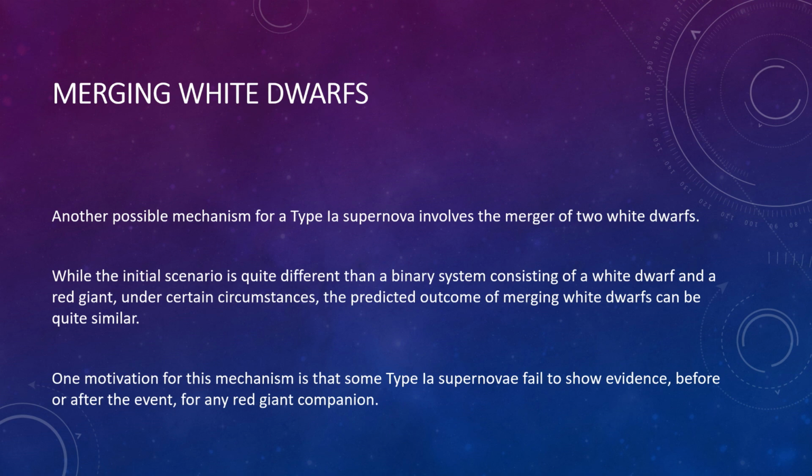One motivation for this mechanism is that some Type 1a supernova fail to show evidence before or after the event for any large red giant companion. So this could be another way, or the way, that Type 1a supernovas occur. In fact, this is one of the leading discussions in astrophysics today, what really causes these things. And these are really the two main theories. And there is a lot of enthusiasm, let's say, behind each one. Personally, I align with the first option, the white dwarf with a red giant companion, but we are still learning, and that's the beauty of science.